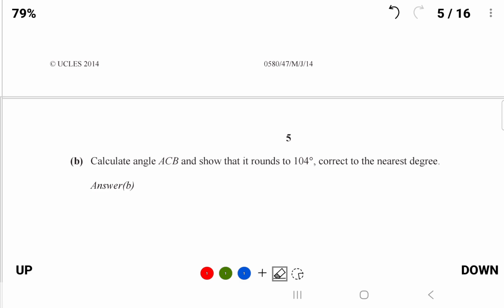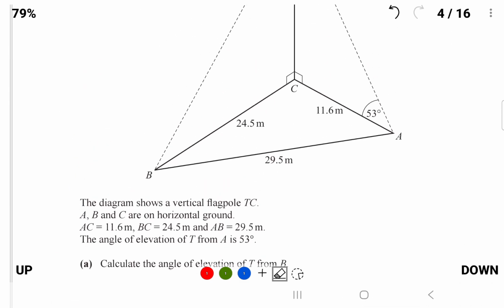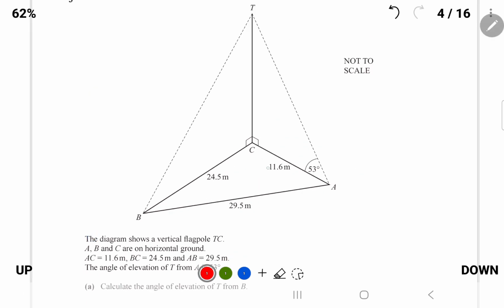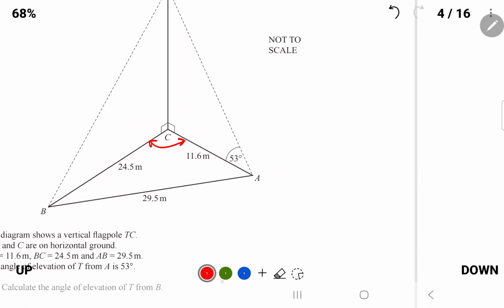Calculate the angle ACB and show that it rounds to 104, correct to the nearest degree. Angle ACB means this angle here. Clearly, we have to use the cosine rule. So remember the cosine rule, c squared equals a squared plus b squared minus 2ab cosine C. So here you have c, small letter c means the side, and here you have b, here you have a.